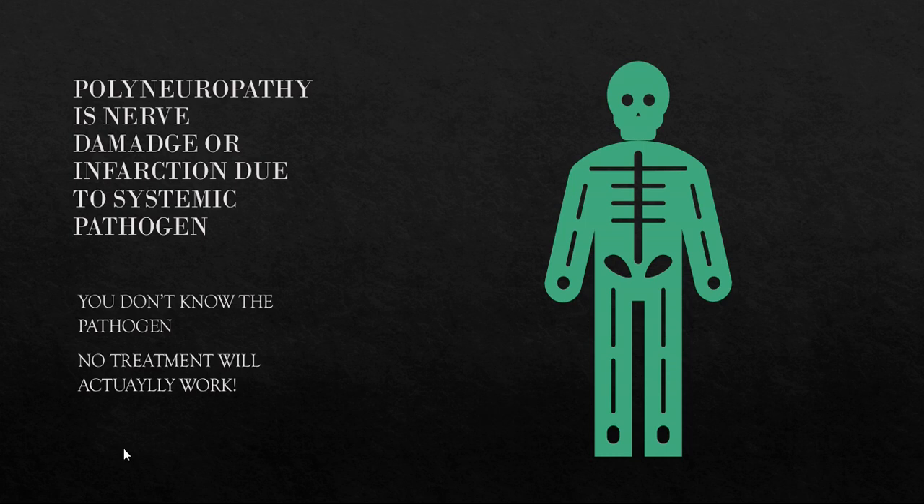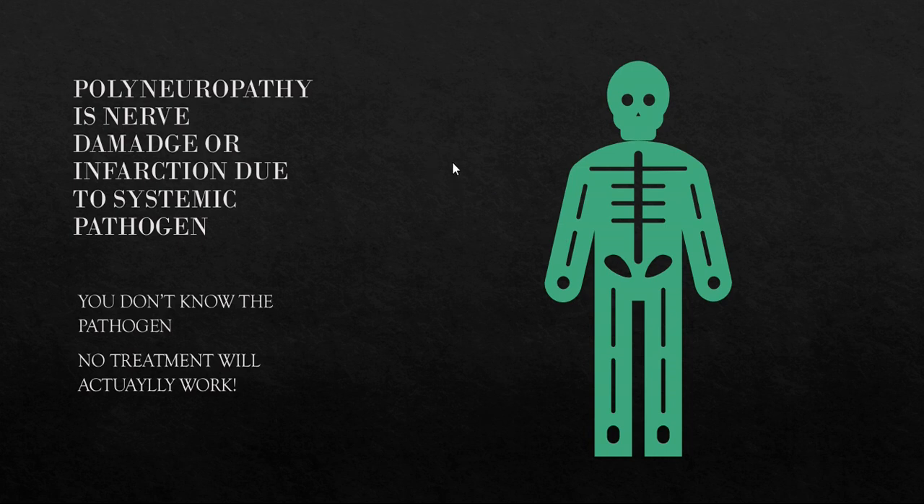And first, a very quick definition: a polyneuropathy is nerve damage or infarction due to an attack that happened from a systemic pathogen. And just to put things straight, as long as this pathogen is left unrecognized, the patients will keep getting worse and the nerves will keep dying, because the first line, or maybe the only line in my opinion, to treat the polyneuropathy is to stop this pathogen from attacking the nerves.